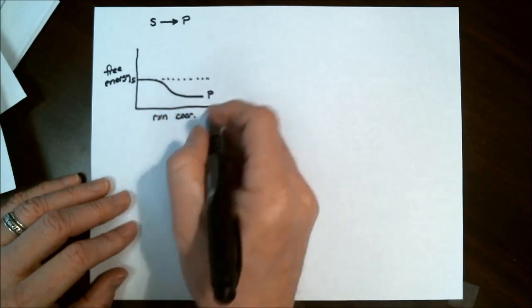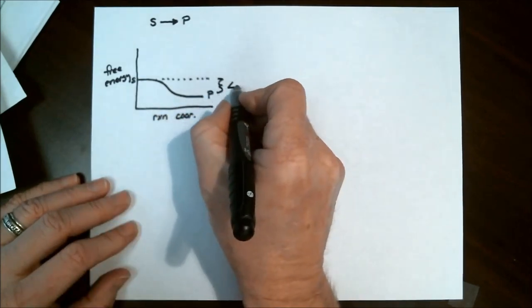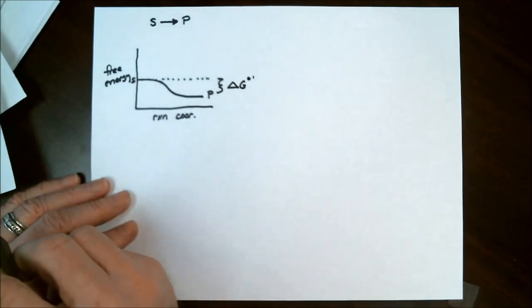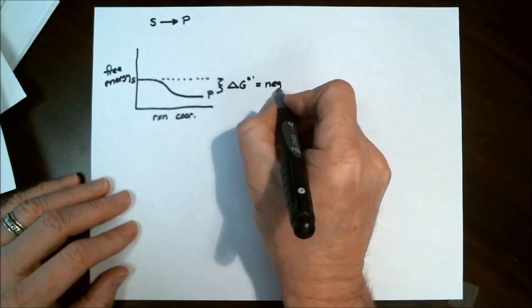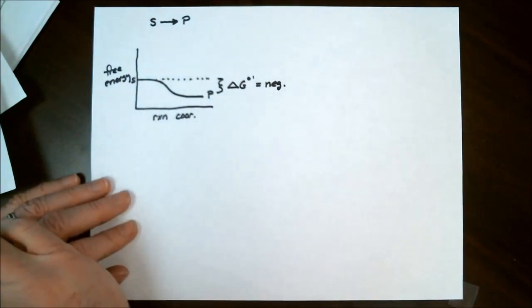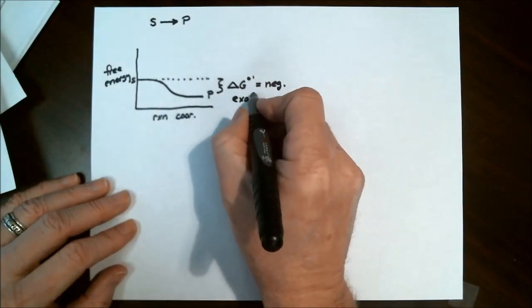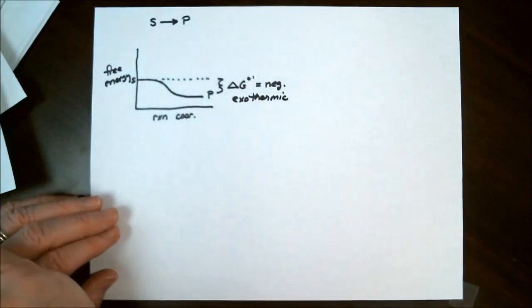If we calculate the free energy change of this reaction, which is delta G 0 prime, we're going to see that this is going to equal a negative delta G, which means that this reaction is exothermic. So this reaction will proceed forward.